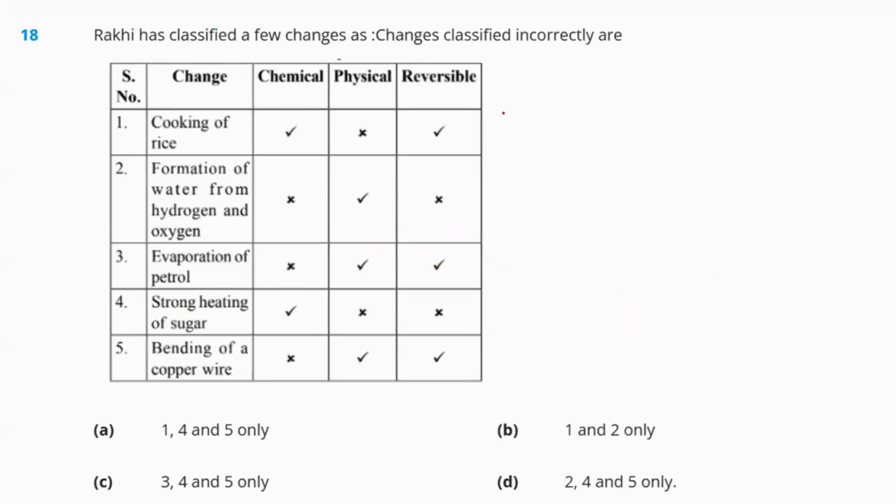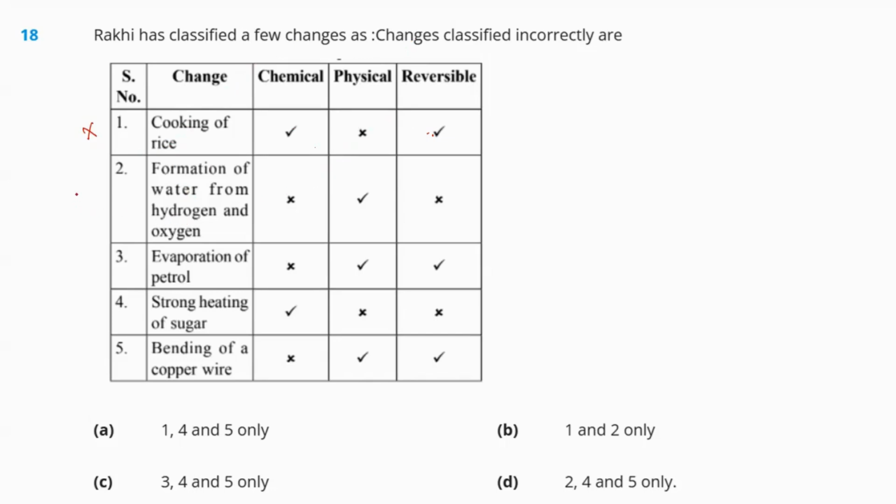Coming to question number 18, Rakhi has classified a few changes as shown in the picture. We need to find which are incorrect. So, cooking of rice, chemical and reversible? This is chemical but irreversible change. So, this is incorrect. Formation of water from hydrogen and oxygen.